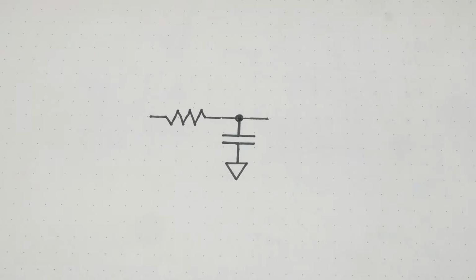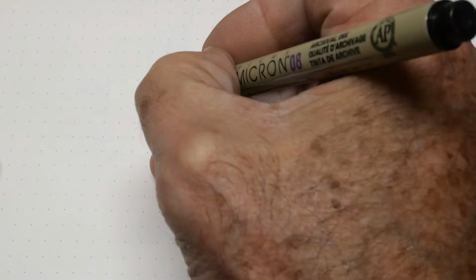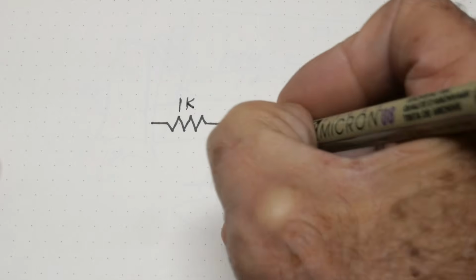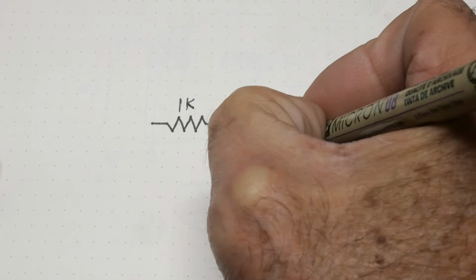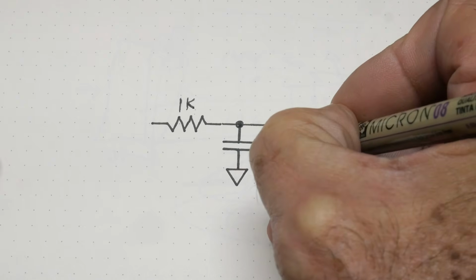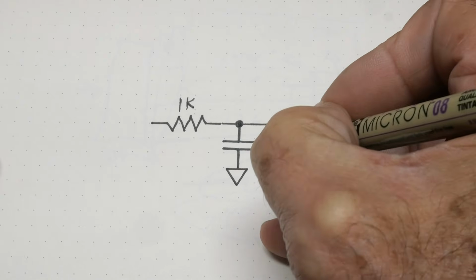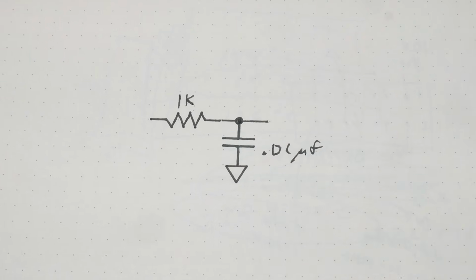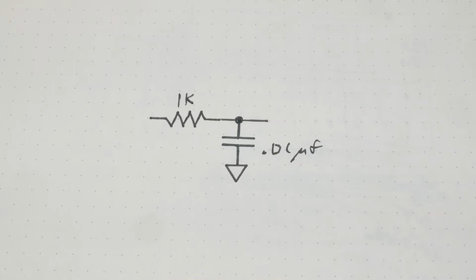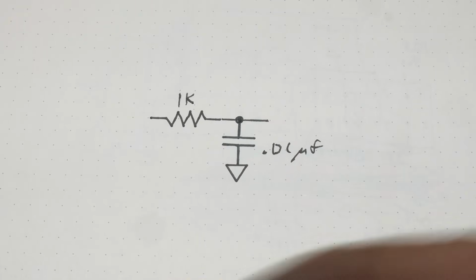Okay, we're going to look at a simple circuit today. We have a 1K resistor. We have a 0.01 microfarad capacitor. That's 0.01. And input, output. So what is it? It is a low pass filter.